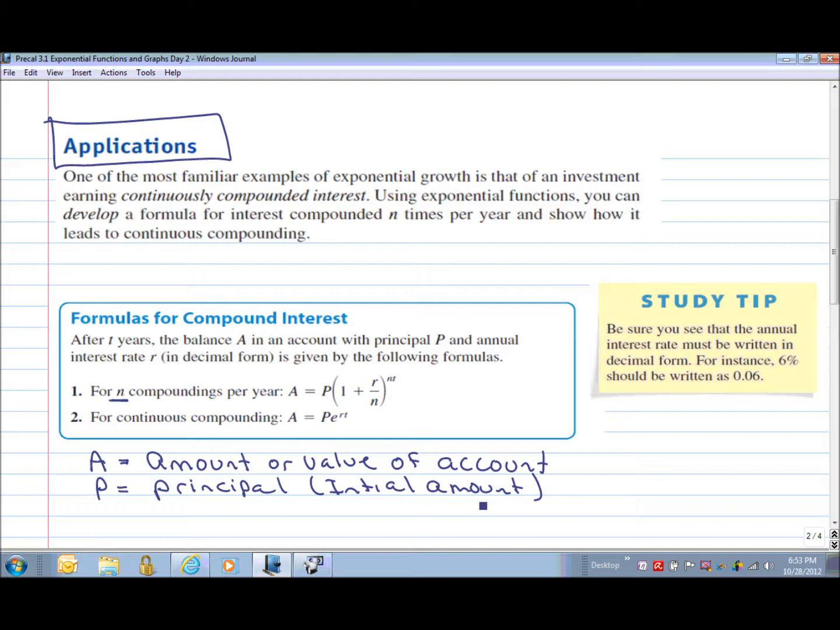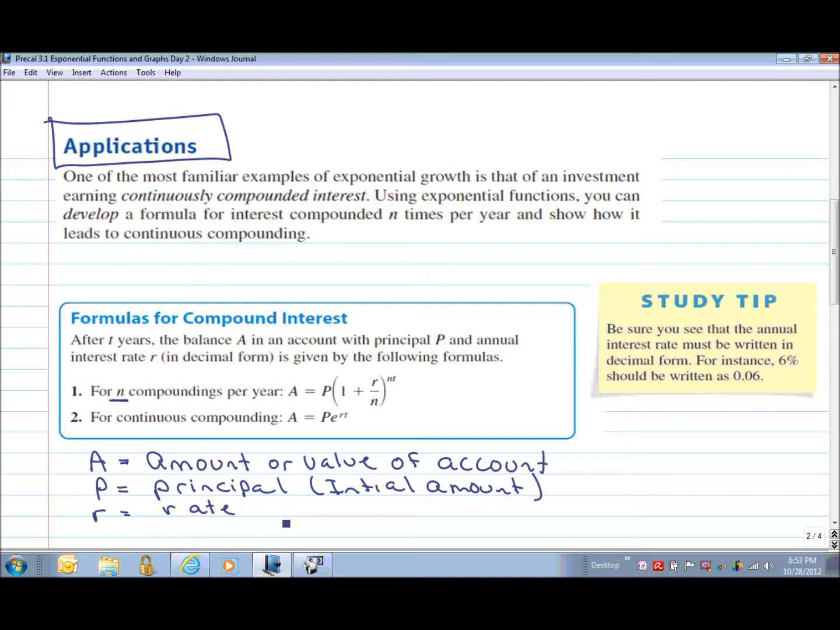Often this is the amount that you invest or the beginning amount of something. If it's decaying, let's say it starts at a particular value and it decays or decreases over time, or depreciates would be another way to put that, that is your beginning amount or your initial amount. R, of course, is the rate.